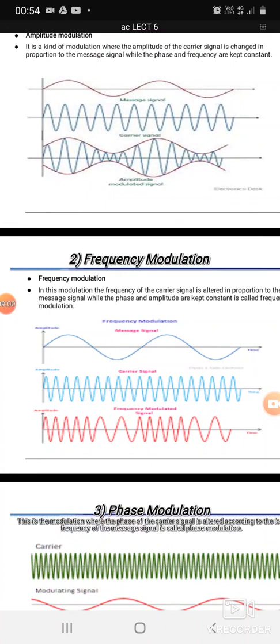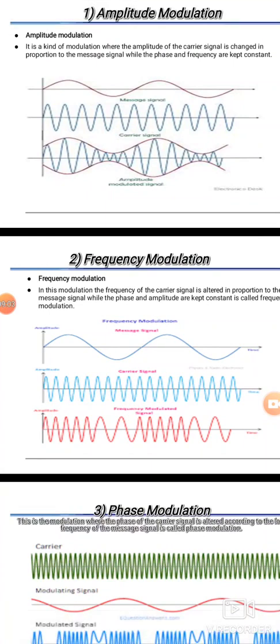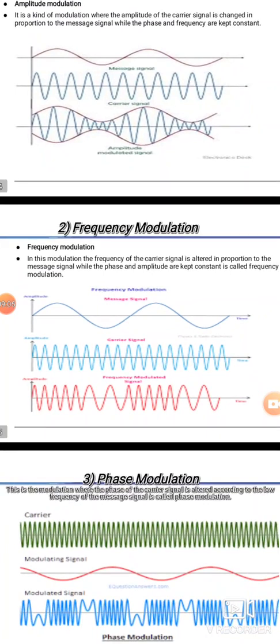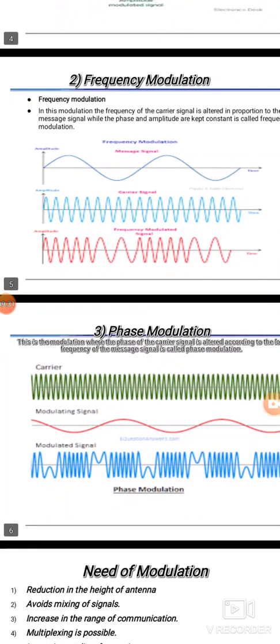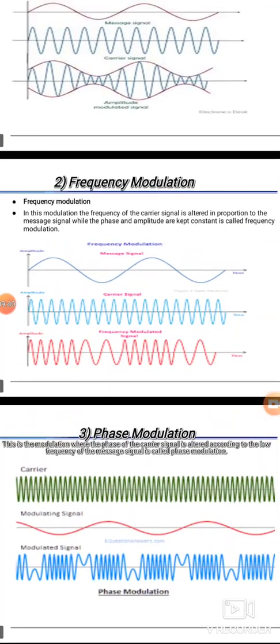It is the process in which the frequency of the carrier signal is changed in proportion with the modulating signal, whereas the phase and amplitude of the signal are kept constant. That is the concept of frequency modulation. Then what is the concept in phase modulation? In case of phase modulation, the phase of the carrier changes with respect to the modulating signal, and frequency and amplitude remain constant. So these are the basic types of analog modulation methods.